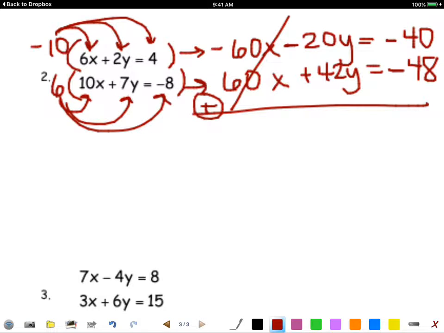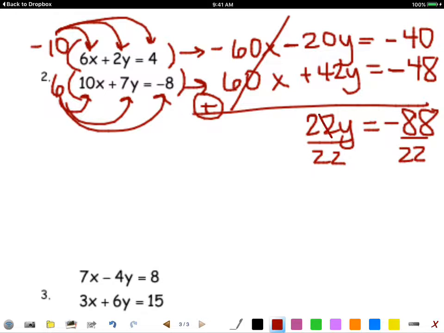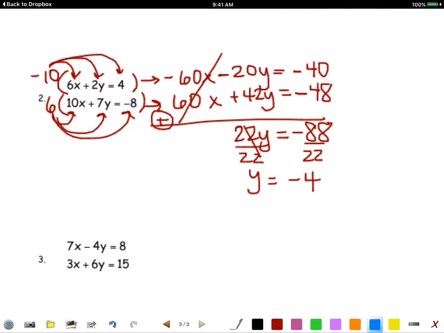All right. Did you add straight down negative 20 plus 42? What did you get? It's 22y. And then negative 40 plus negative 48 is a negative 88. And then did you divide by 22? So what did you get for y? It's negative 4. Yep. Okay.